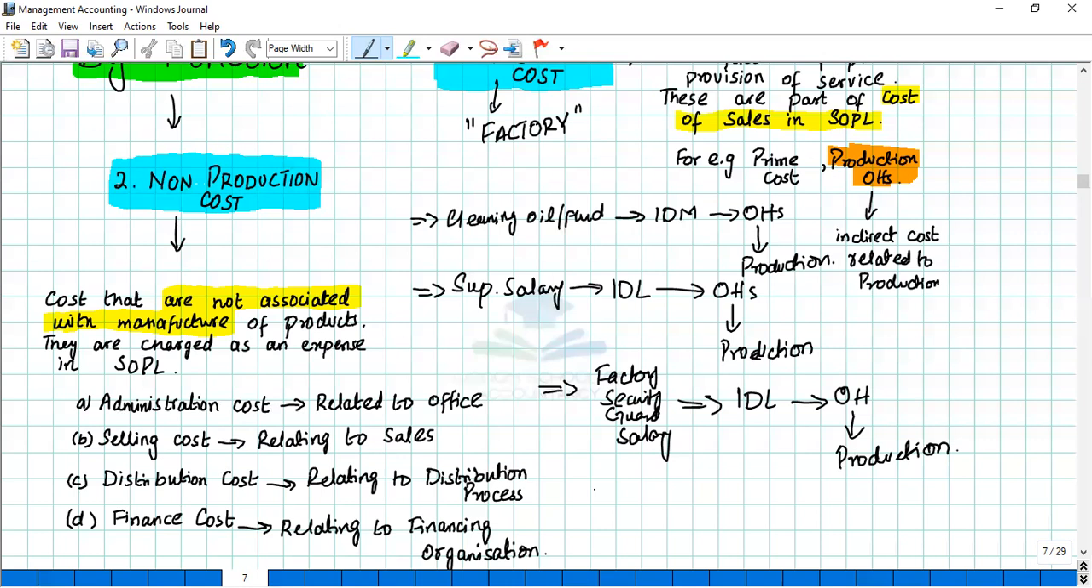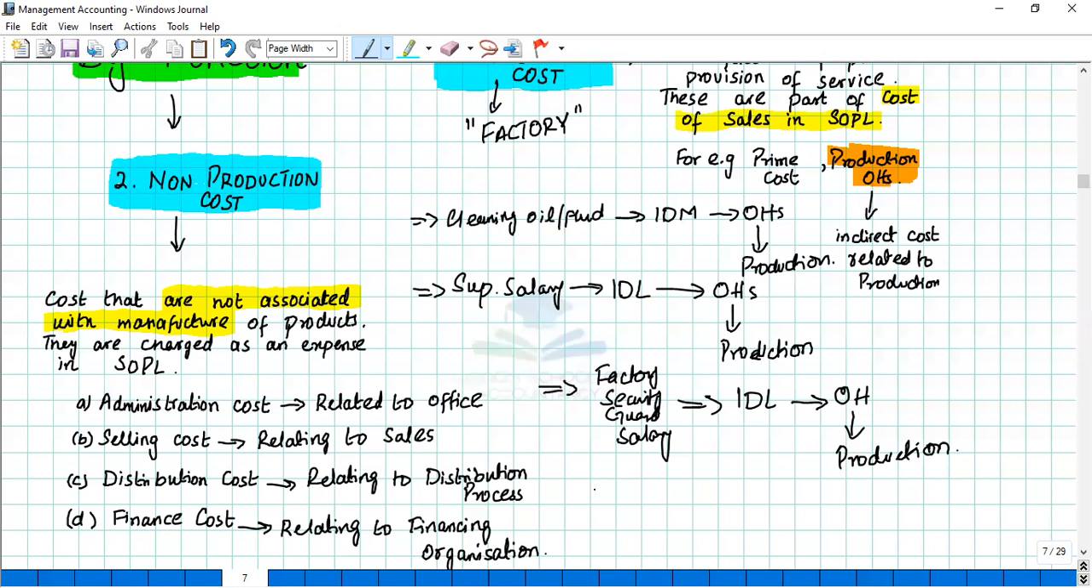Now what are the distribution costs? The cost of the warehouse, rent of the warehouse, the people that are working in the warehouse and their salaries, the bills of the warehouse, then the salary of the delivery driver who is responsible for delivering the goods. Okay, if your delivery truck is on rent, then the rent of that delivery truck can also be a distribution cost, and distribution cost is a non-production cost.